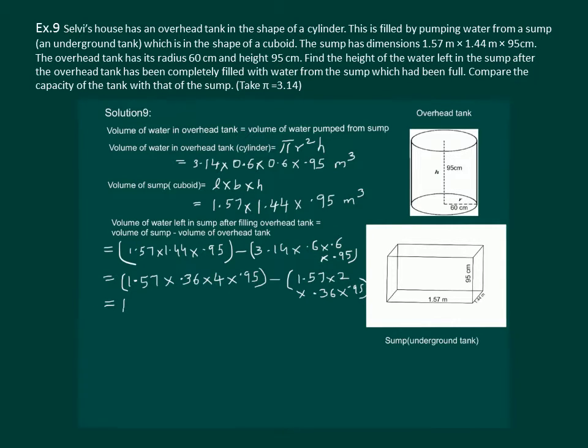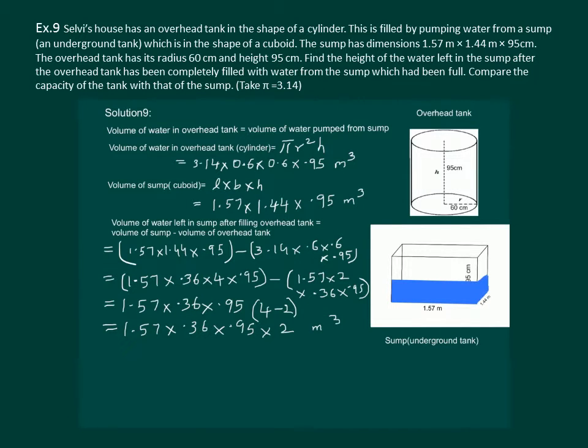Now we can take out 1.57 common, 0.36 common, 0.95 common, and we are left with 4 minus 2 in the brackets. Hence we have 1.57 into 0.36 into 0.95 into 2. That means this much cubic meters of water remains in the sump after the overhead tank has been filled.